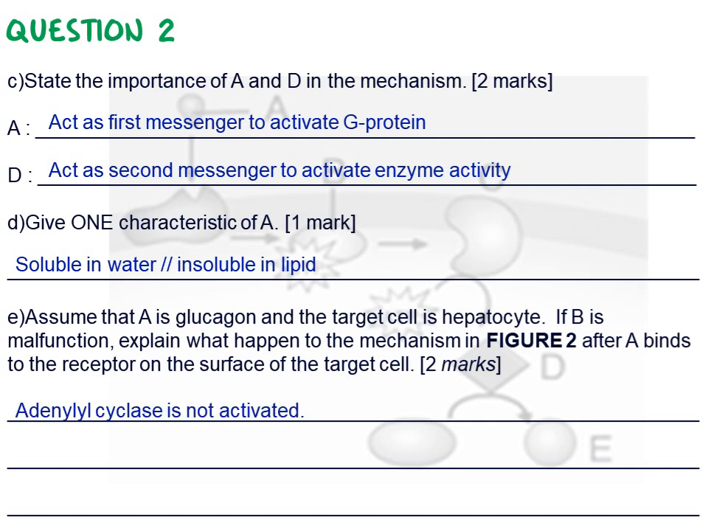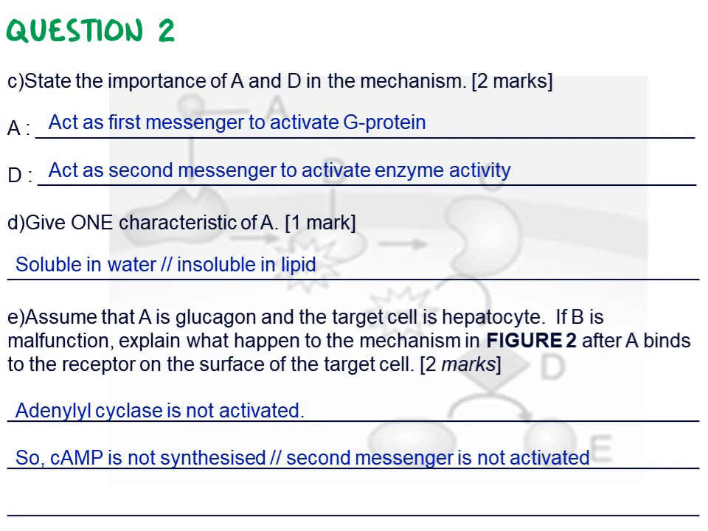Okay, so take a look. The answer is they cannot activate adenylyl cyclase. So if B is malfunction, adenylyl cyclase is not activated. So what is the result ataupun apa kesan dia when the adenylyl cyclase is not activated? So second point is cAMP will not be synthesized.